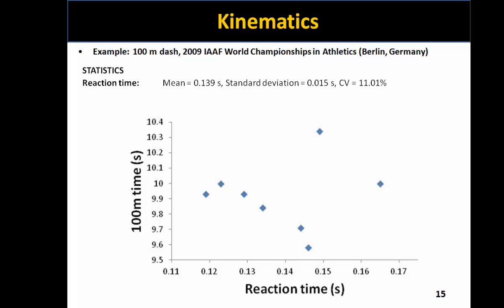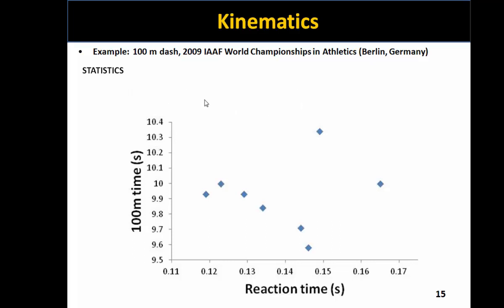Just as important, and arguably more important than the average, is the measure that describes how spread out those scores are, and that's the standard deviation. The CV is referred to as the coefficient of variation, which is a percent value of how much variation exists among those 8 athletes. In this case, the reaction time varied on average about 11% among all 8 athletes. In terms of the average 100-meter time, the average performance was 9.92 seconds.